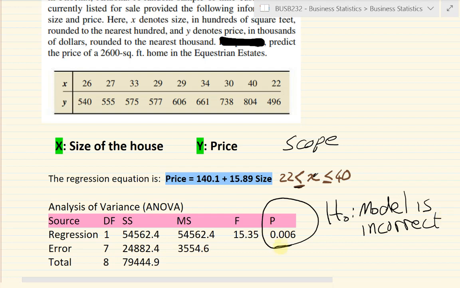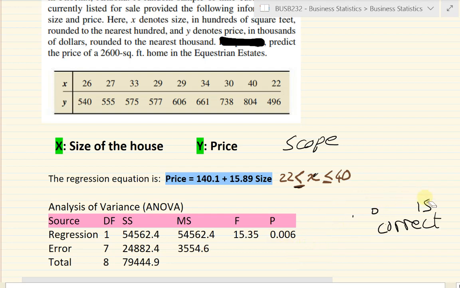Well, the p-value is very small here, right? Even if I use our generic alpha of 0.05, it's going to be much less than that. So in this case, we're going to reject the null hypothesis. That means the model is a correct model. Okay, so that's what this p-value is testing. I just want to point that out, and it comes in every regression model. So that's good. We have the right model for prediction.